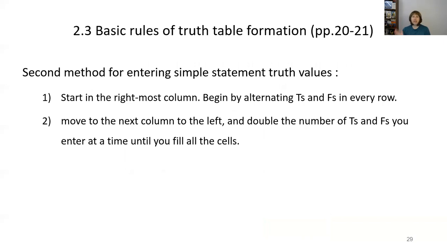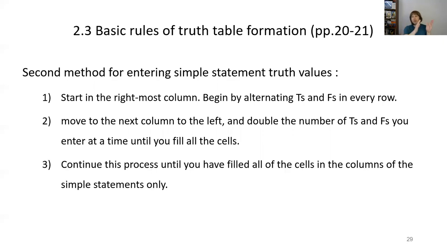Then we move to the next column to the left. So in the first method, we start at the left and move towards the right. In this method, we start at the right and move towards the left. Every time we move a column to the left, we double the number of trues and falses we put in at a time. And we just keep putting them in until we fill the cells. And we just continue this process. We then move another step to the left. We double the number of trues and falses we put in at a time, make sure that we fill the whole column. And we just keep doing it until we run out of columns that represent simple statements.